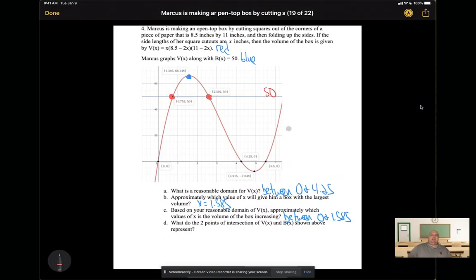Now in this case, x is your size of square that you're cutting out. So in this case, it's going to be the square cutouts that give you a volume of 50. So what do the 2 points of intersection shown above represent? They represent the square sizes that give us a volume of 50.